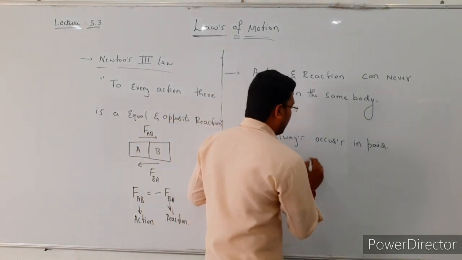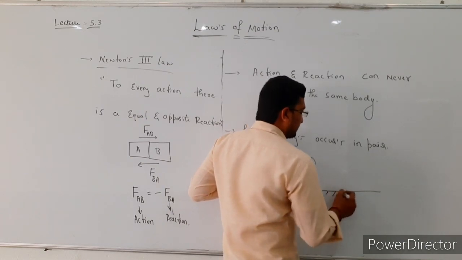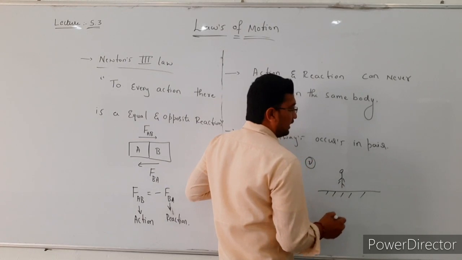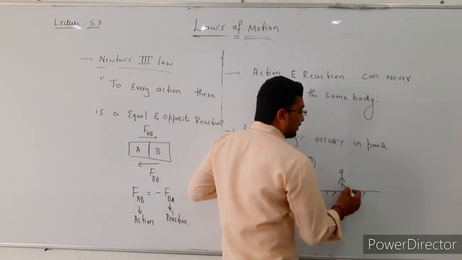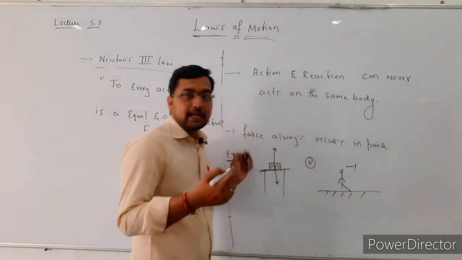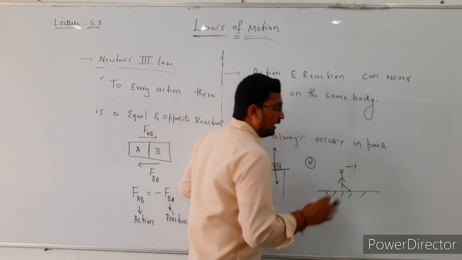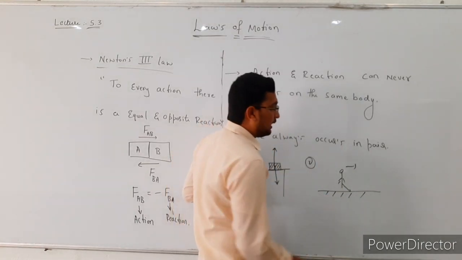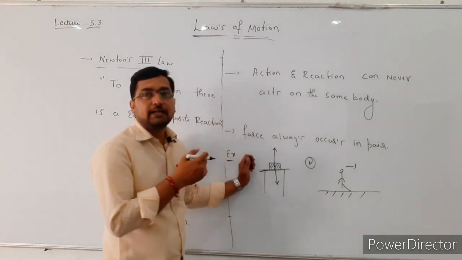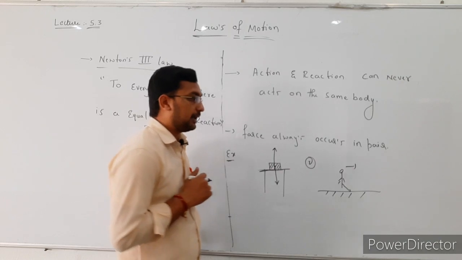And here is one more example. Consider this is a horizontal surface, and a person is walking on this surface. In this case, if the person pushes the floor in the backward direction, that is the action. At the same time, the ground also pushes the person in a forward direction, that is known as the reaction.